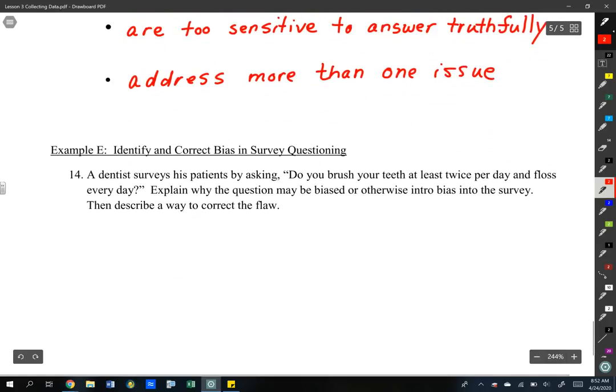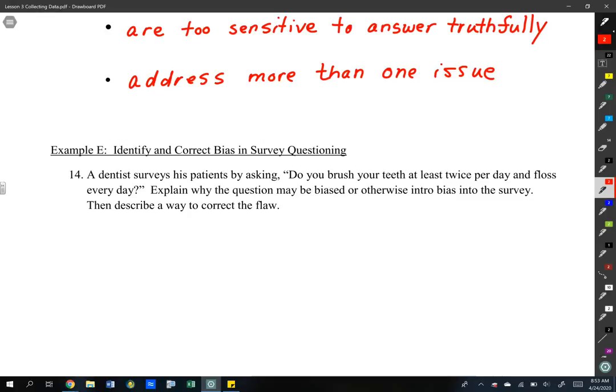All right, so we're going to identify and correct bias in survey questioning. A dentist surveys his patients by asking, do you brush your teeth at least twice per day and floss every day? Explain why the question may be biased or otherwise introduce bias into the survey. Then describe a way to correct the flaw. Okay, I would pause here, write down your answer, and then restart the video.